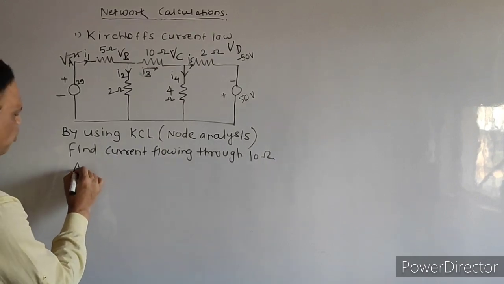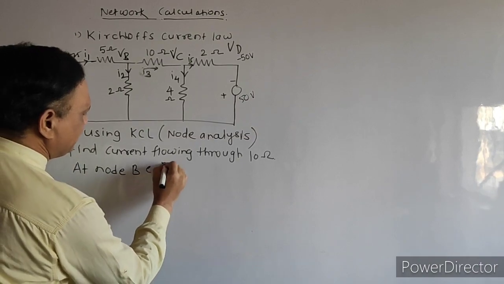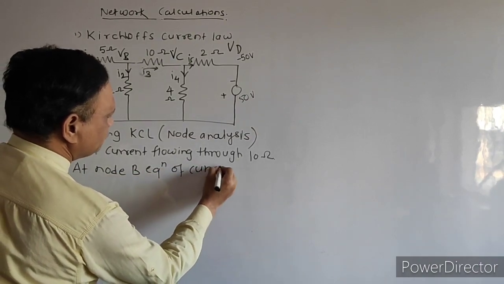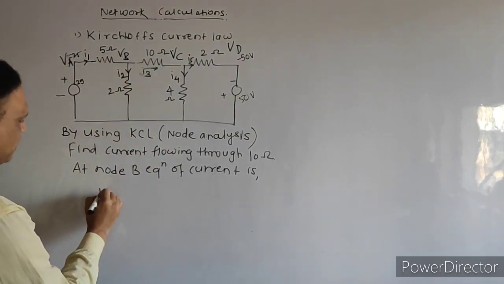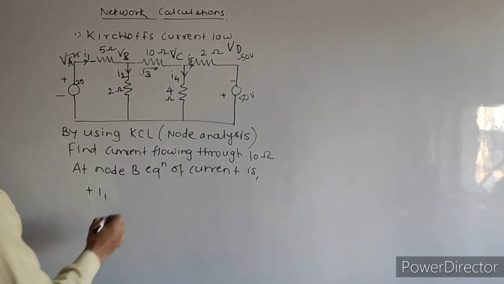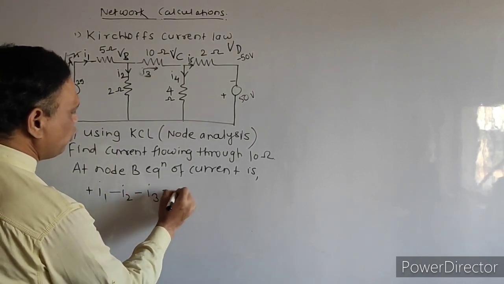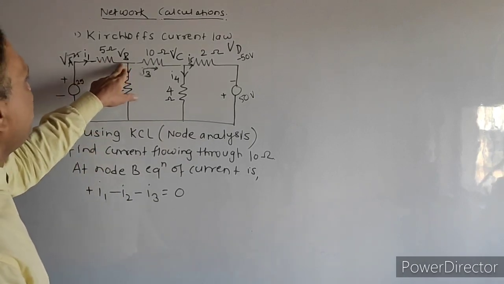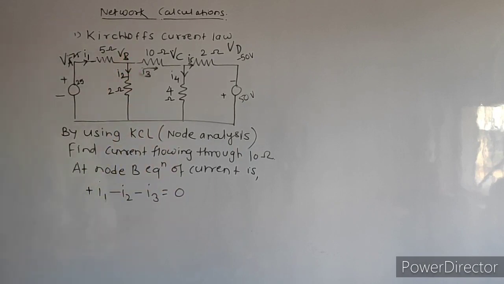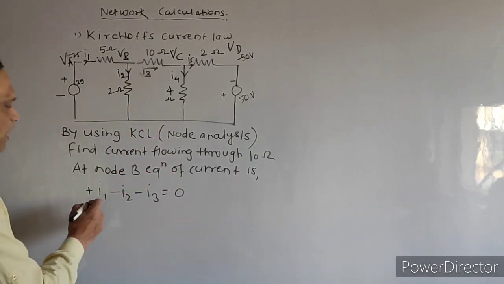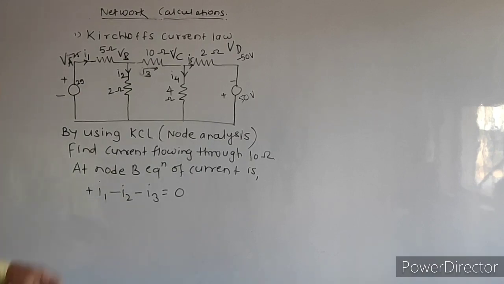So we'll write the equation of current at node B. See, again I1 is coming, so I1 will be treated as positive. I2 is leaving and I3 is also leaving. So at node B, only these three currents are there, I1, I2 and I3. There is no more current than these three currents on node B. So I1 minus I2 minus I3 is equal to 0. This is the equation.